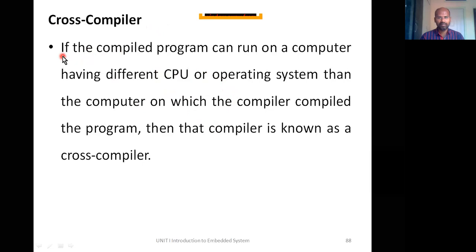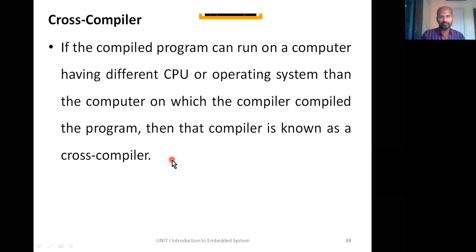So let's see what is written. If the compiled program can run on a computer having a different CPU or operating system than the computer on which the compiler compiled the program, then that compiler is known as a cross compiler. What we have said just now is the actual meaning.